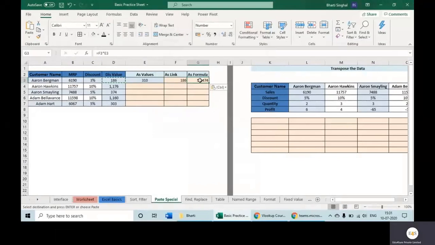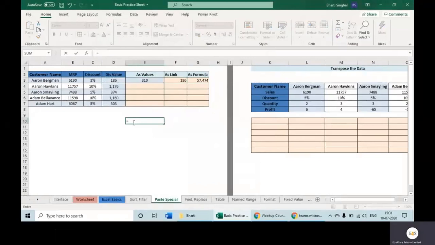So what is this cell doing? The multiplication of these two cells, right? So when we multiply this into this, we get the same value. So this is the reason for what is happening.